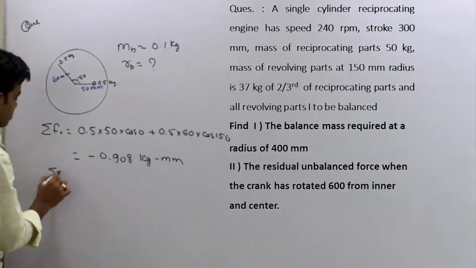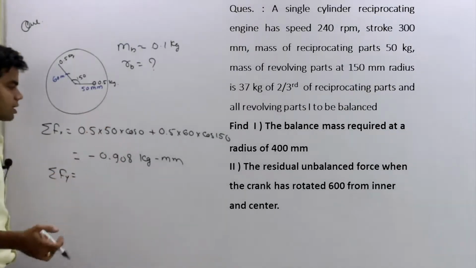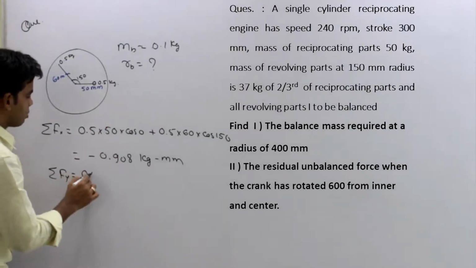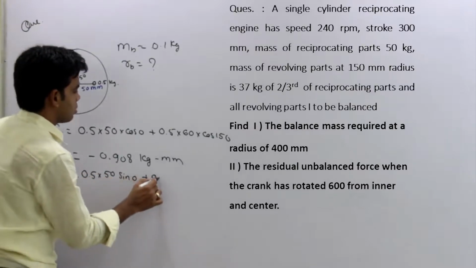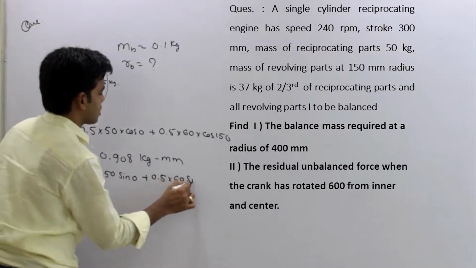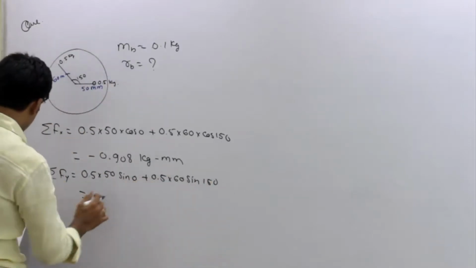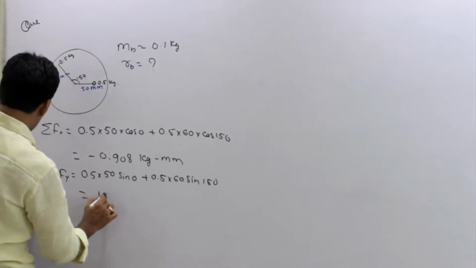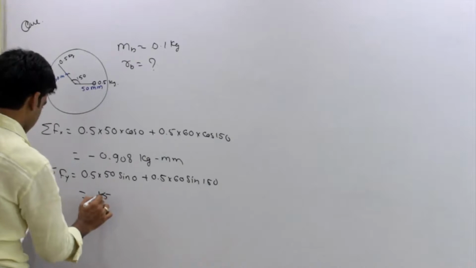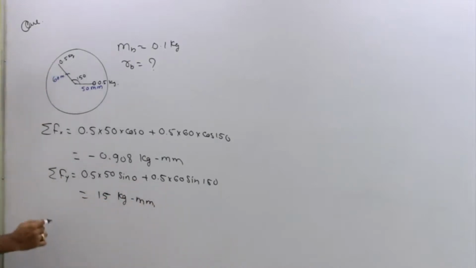Similarly, we can determine summation of Fy. So this summation of Fy will be equal to summation of M r sin theta. So this will be 0.5 into 50 sine of 0 plus 0.5 into 60 sine of 150. So this term will be 0, and this will be equal to 15 kg mm.